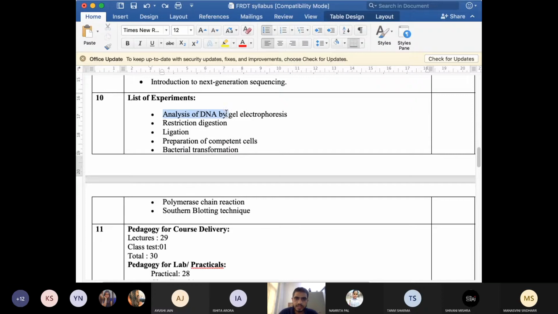The first experiment is the analysis of DNA by gel electrophoresis. Second is restriction digestion. Third, ligation. Fourth is the preparation of competent cells. Then transformation. Then PCR, the polymerase chain reaction, and Southern blotting.